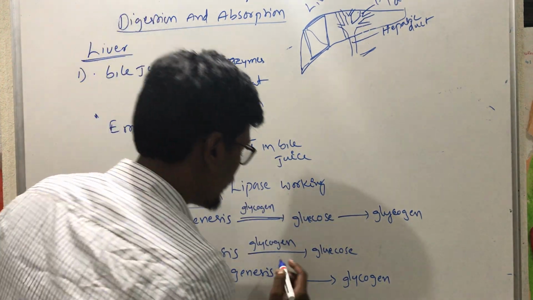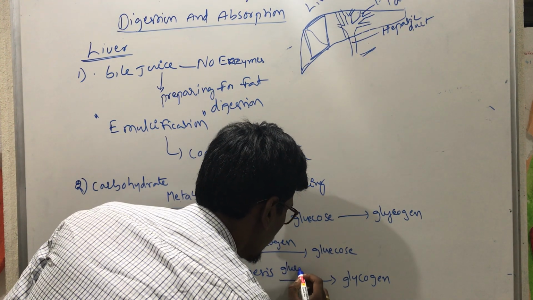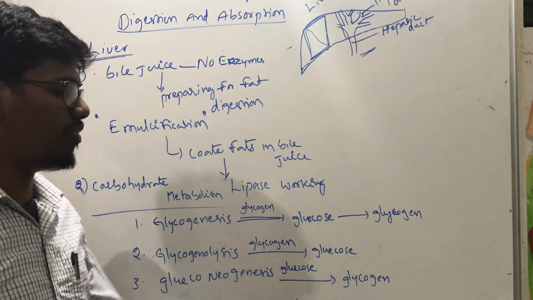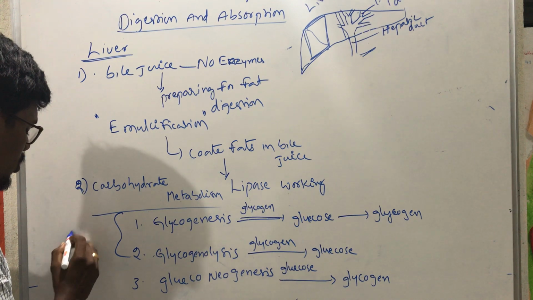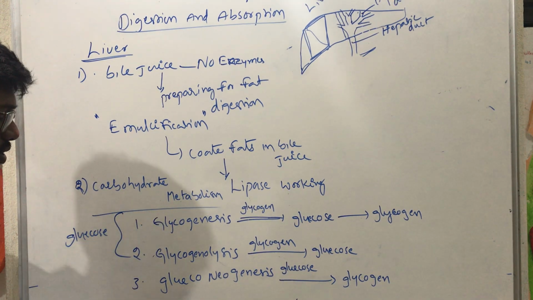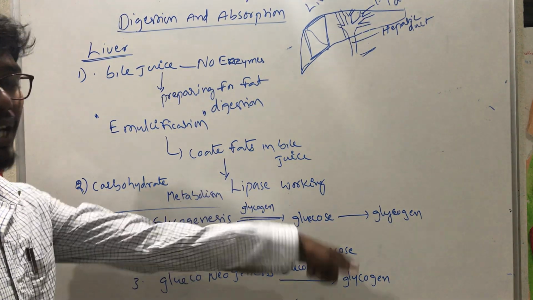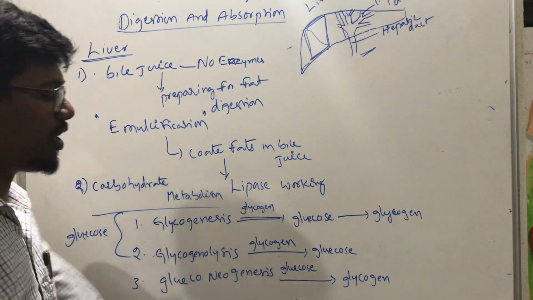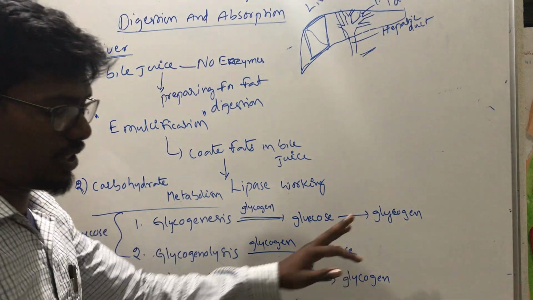Glycogenesis means glucose will be converted into glycogen. These two are conversions of glucose. Glycogenolysis is the conversion of glycogen into glucose. The glucose is converted into glycogen.